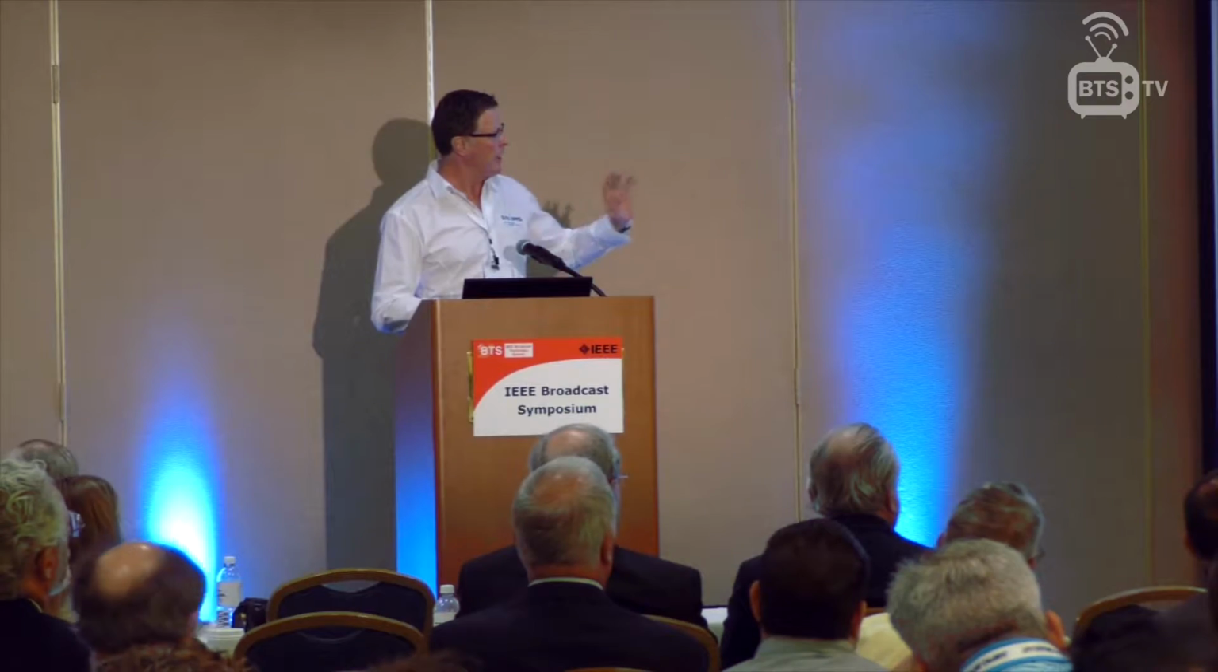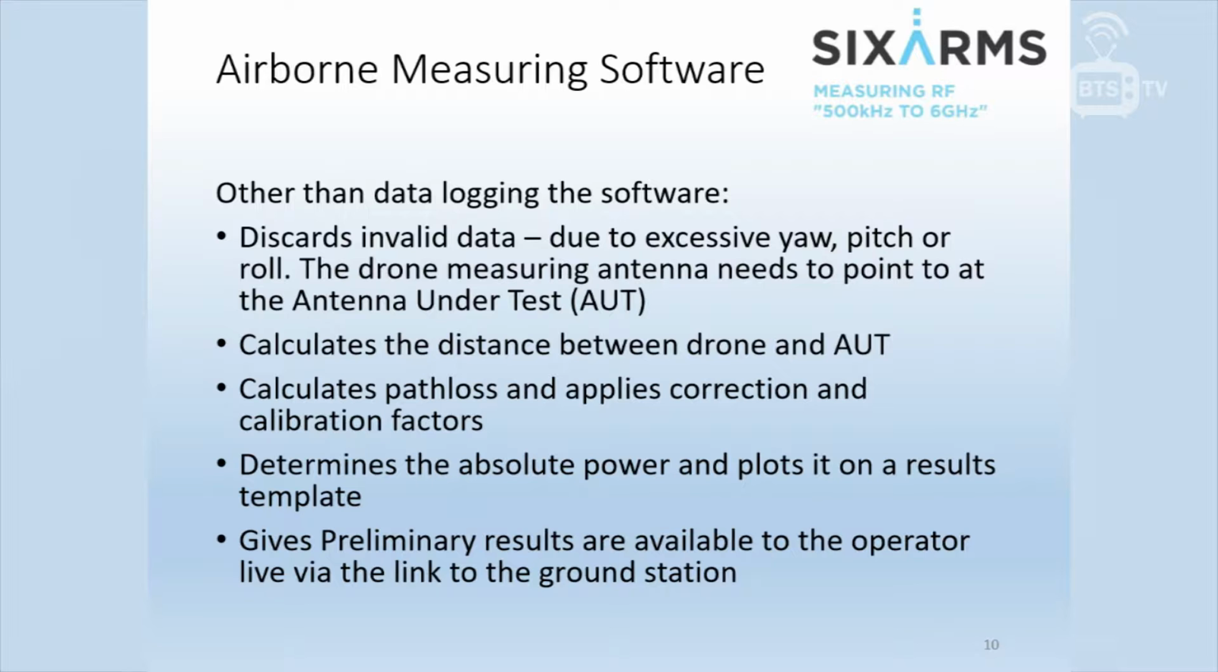The software captures the information and displays the data on the ground-based station. So the actual software, what does it do? Of course it logs the data, but it discards invalid data. If there's a gust of wind and it blows the drone slightly off course in any of the 3 dimensions, then we flag that data as potentially invalid.